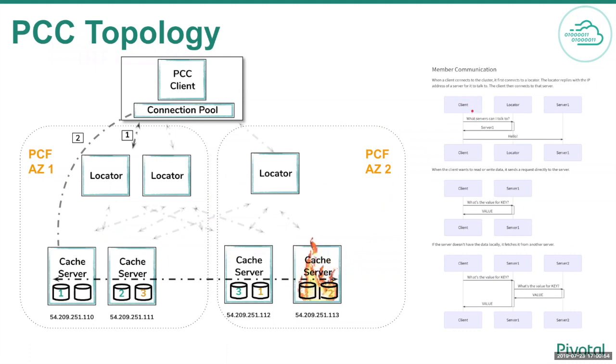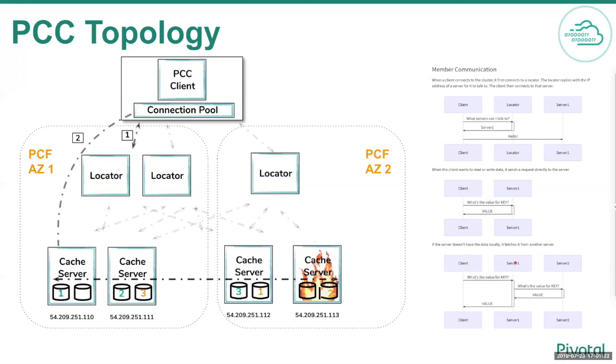So first, the client connects to the locator. The locator replies with the IP address of the caching server so that the client can talk to it. Once that is established, the client talks directly to the caching server. When the client wants to read or write data, it requests directly with the server itself: what's the value of the key, and the server responds back with the value.